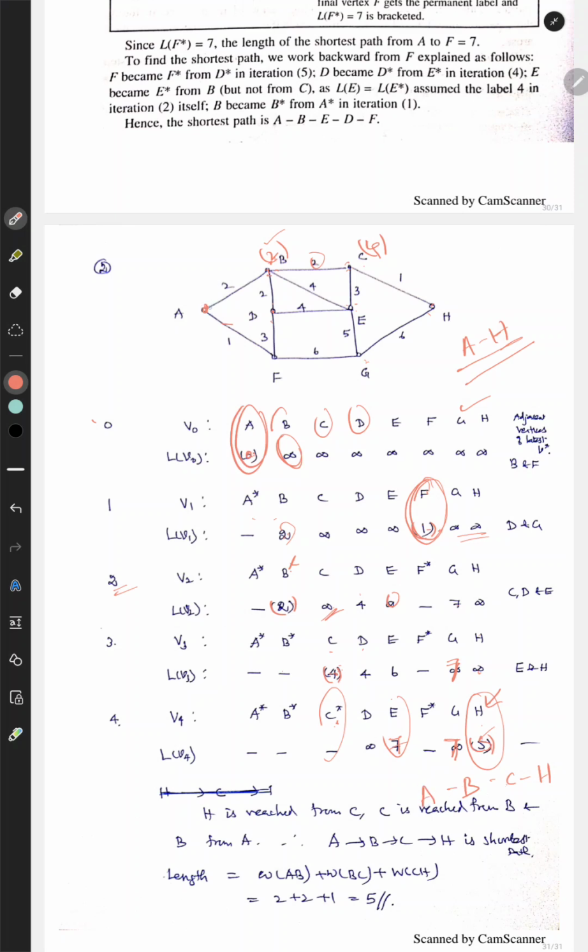So what is that path? A to B to C to H. This is the path. So 2 plus 2 plus 1, 5 is the total cost, right? The length or total cost is 5. So that is the shortest path we will be having.